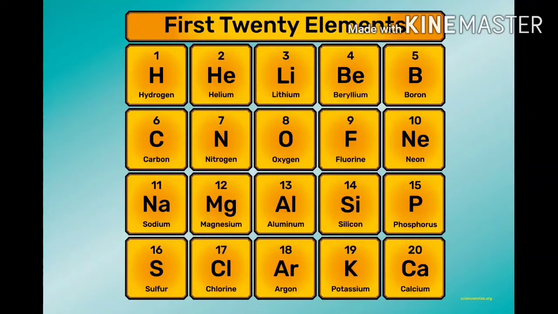Fluorine, F. Neon, Ne. Sodium, Na. Magnesium, Mg. Aluminium, Al. Silicon, Si. Phosphorus, P. Sulfur, S. Chlorine, Cl. Argon, Ar. Potassium, K. And calcium, Ca. So these are the names and symbols of the elements.